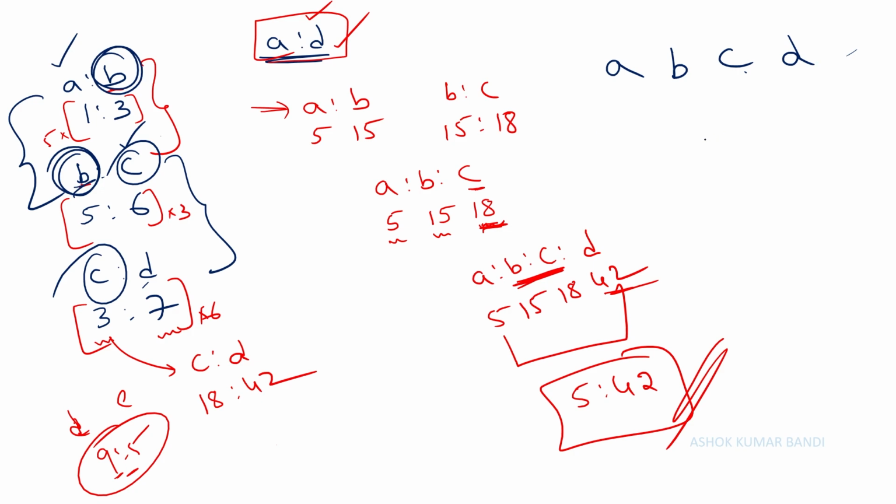Now, what is A is to B here? A is to B is 1 is to 3. Leave that line and move on to the next line. What is B is to C? 5 is to 6. 5 below B and 6 below C. Leave that line and move on to the next line. C is to D is 3 is to 7.